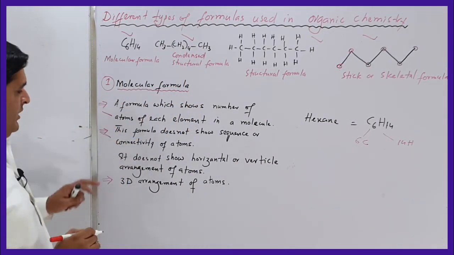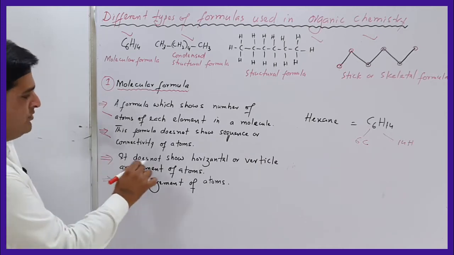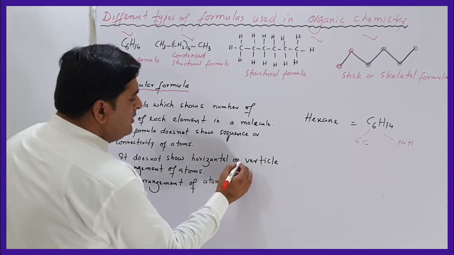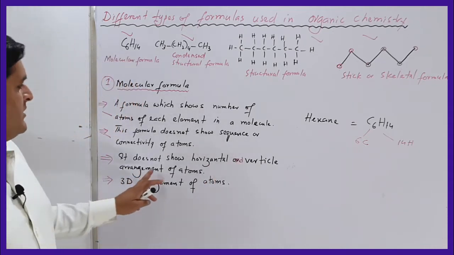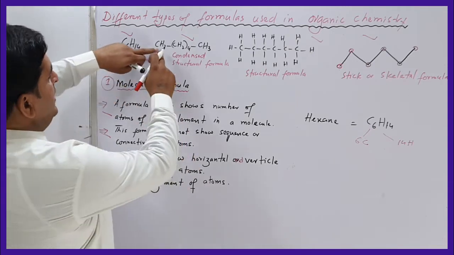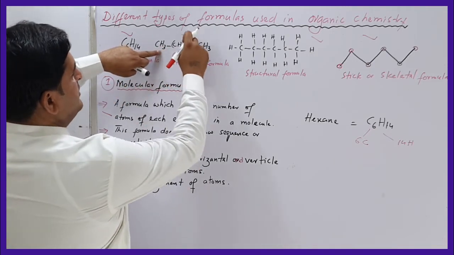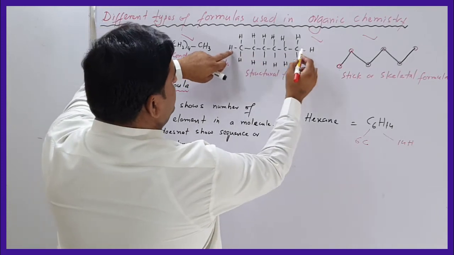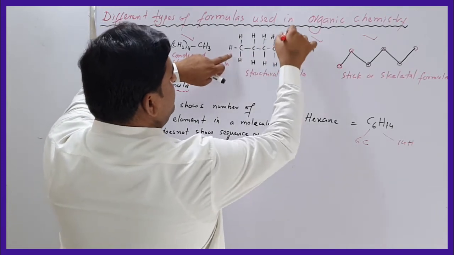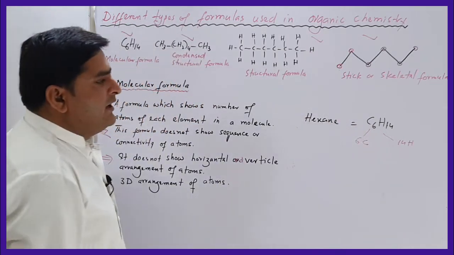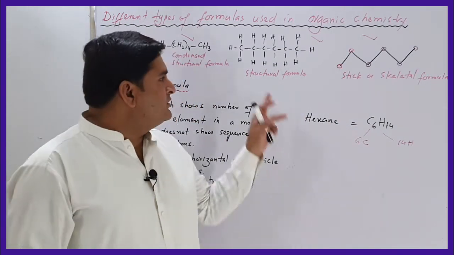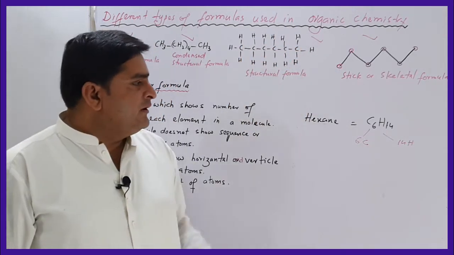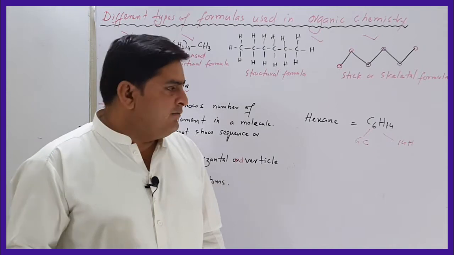Second, it does not show the horizontal and vertical arrangement of atoms. Look here, it shows horizontal arrangement but does not show vertical arrangement. Structural formula shows both the horizontal arrangement of atoms as well as the vertical arrangement of atoms. So molecular formula explains neither horizontal arrangement nor vertical arrangement of an organic compound.